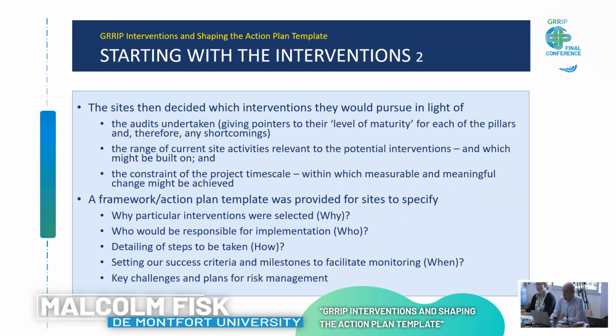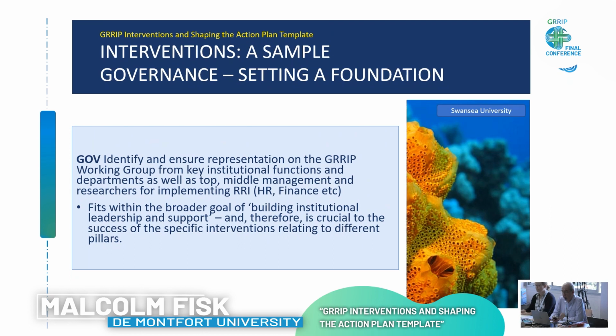So a very, very important phase of the project, therefore, in selecting the interventions. Now, I'm just going to give you a small sample of different interventions, just to give you a bit more of a taster. This one here is in relation to governance, which, if selected by the sites, required them to identify and ensure representation on the GRRIP working group from key institutional functions and departments, as well as the top and middle management and researchers for implementing RRI.